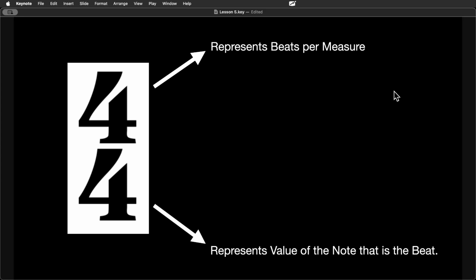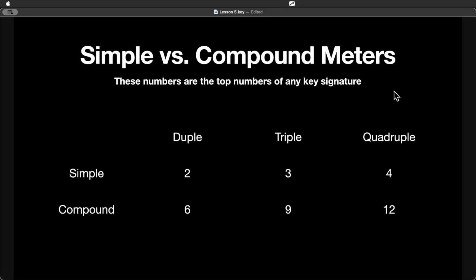All right, now we need to start thinking about how we combine the idea of duple, triple, and quadruple meter with the idea of simple and compound. And what does that mean? A simple meter is one that can be divided equally into 2 parts. We'll demonstrate that on Sibelius in a minute. A compound meter is a meter that can be divided into 3 parts.